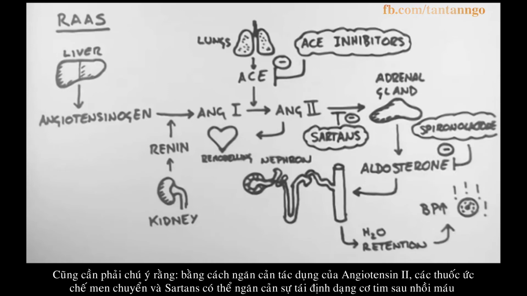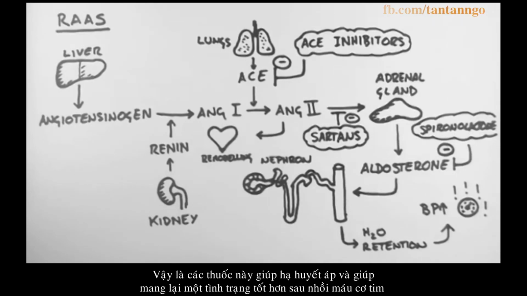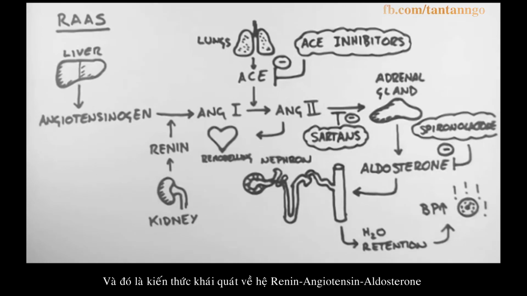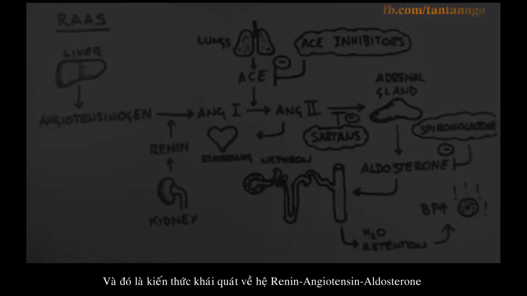It's also important to note that by blocking the action of angiotensin 2, the ACE inhibitors and the sartans can prevent the remodeling of the heart after a heart attack. So these drugs lead to a lower blood pressure and a better outcome after a heart attack. And that's an overview of the renin angiotensin aldosterone system.